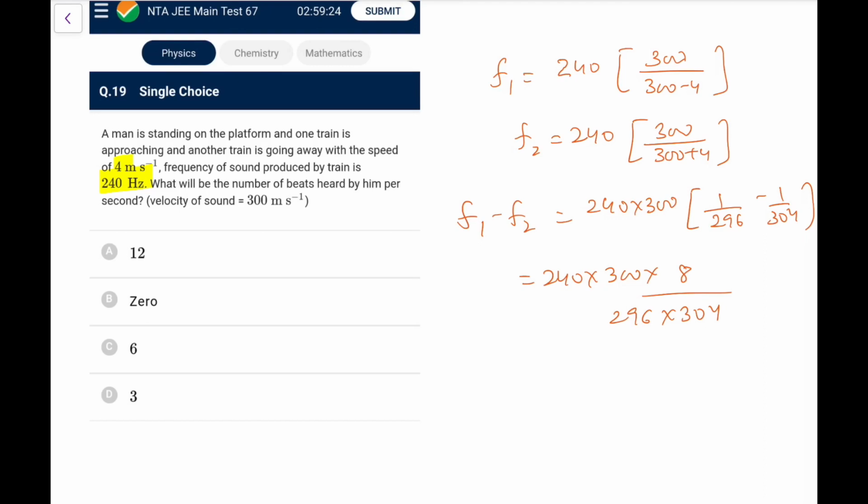So what does it approximately yield? If you are doing the approximation, let it be 300 into 300, one is cancelled. So what we have is 240 upon 300 into 8, approximately, because the difference is very small, and this is 4 by 5 into 8, that is 32 by 5. So 32 by 5 is approximately 6. So the beat frequency would be nearly 6 beats per second that you are going to hear from it.